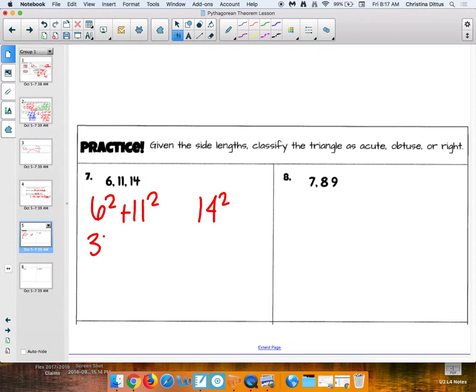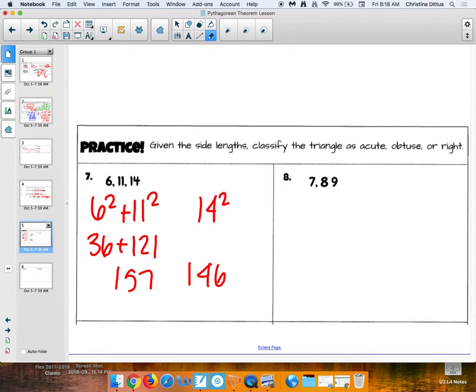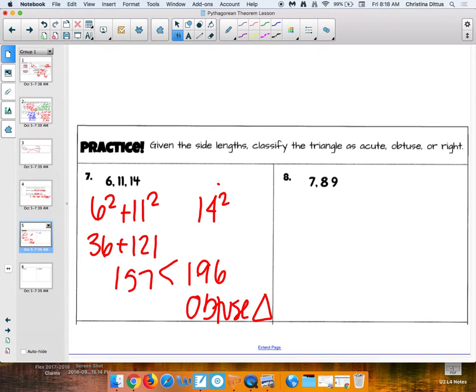6 squared is 36. Tell me 11 squared. 121. When I add those two, what do I get? 157. What about when I take 14 squared? What do I get? 196. Okay, which one's bigger? 157 or 196? 196 is bigger, so 1 is bigger than 2. So we have an obtuse triangle.